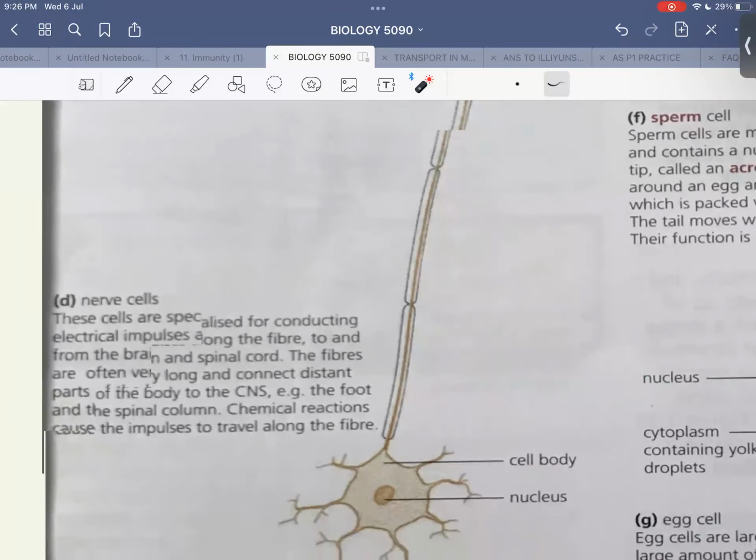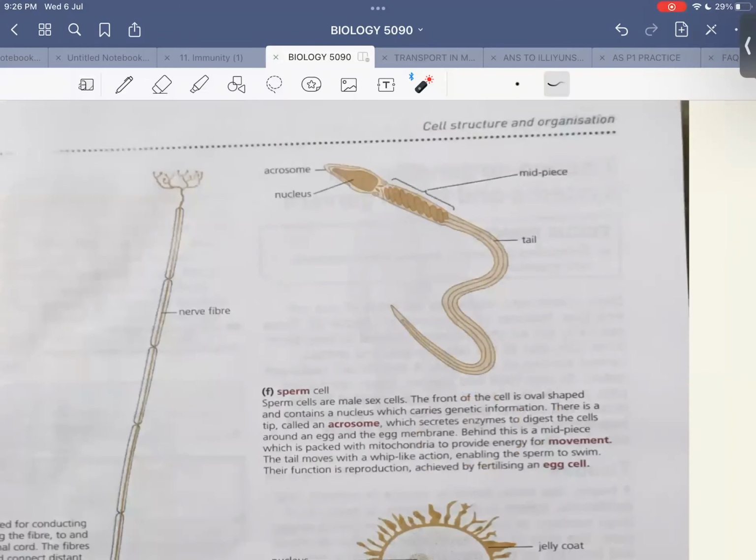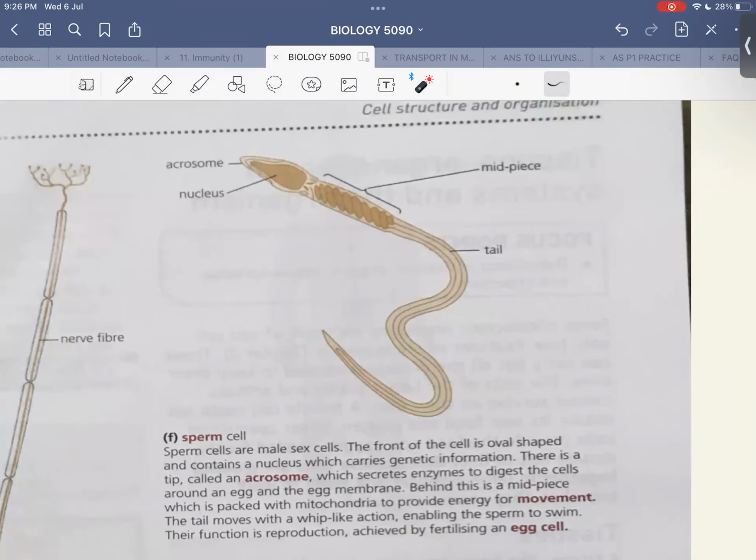Then we have a sperm cell. A sperm cell is the male reproductive cell, or the male sex cell, and its job is to fuse with the female cell, or the egg cell, and to produce the zygote, which will become the future baby. We will be doing the details about this when we are doing the reproductive system. But just to give you an idea how the sperm cell looks, and also to give you an exposure to how different specialized cells can look, I'm showing you the diagram of the sperm cell.